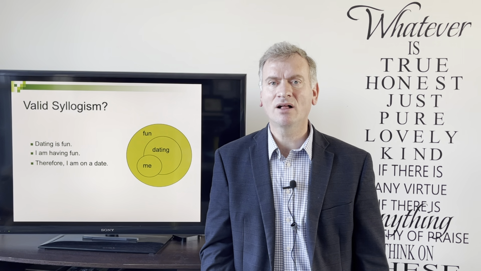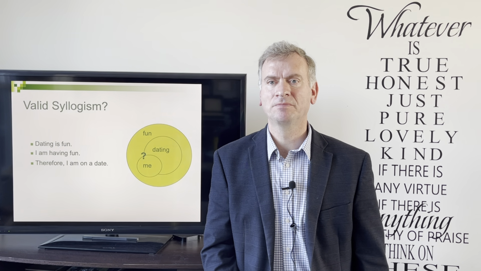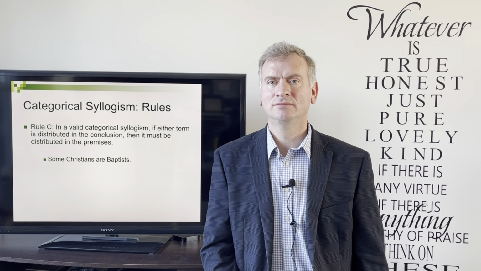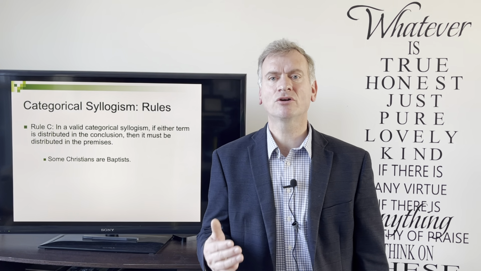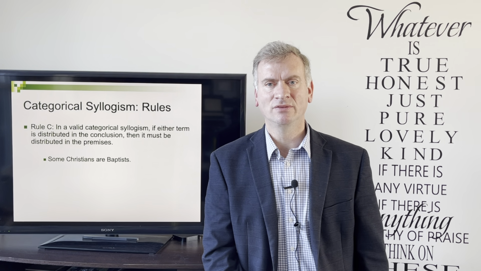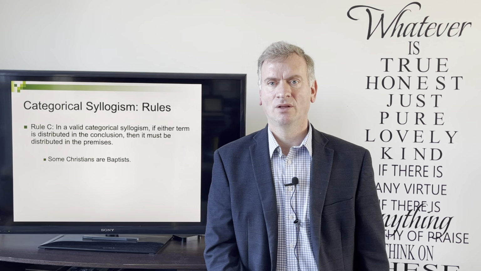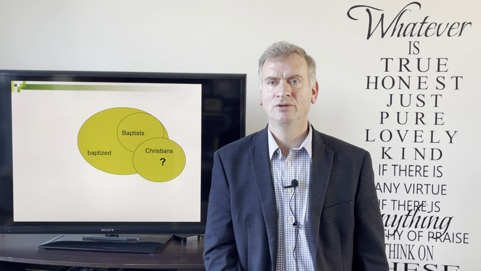You can't tell from those first two premises. So there's a question mark. What about rule C? In a valid categorical syllogism, if either term is distributed in the conclusion, then it must be distributed in the premises. Well, this is a violation of that. So you see here a problem.